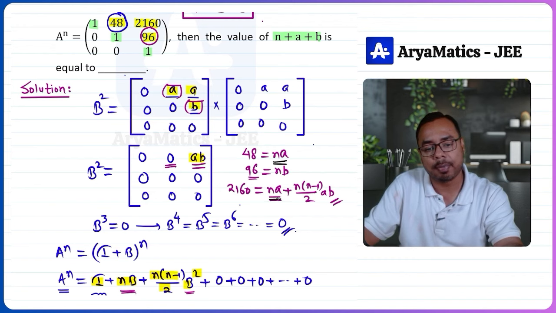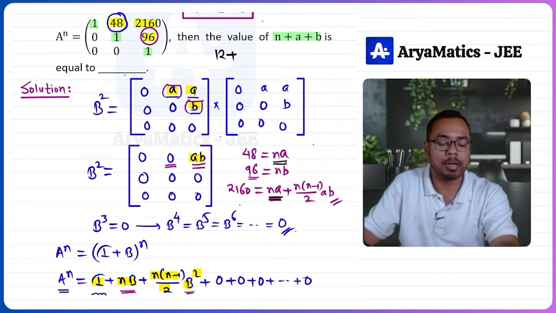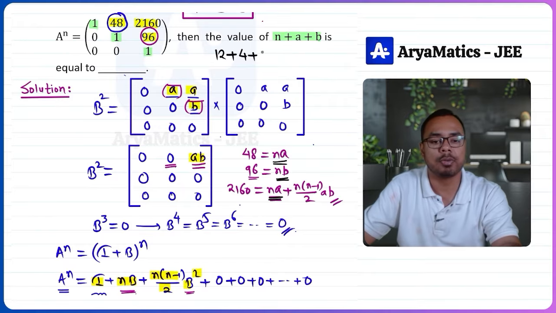na is 48, and in place of b you can write 96 by n. So first you will get the value of n. n will be 12. Substitute that value of n in the first equation, then you will get a as 4, and then substitute that value of n again in the second equation, you will get b as 8. So n plus a plus b will be 12 plus 4 plus 8.